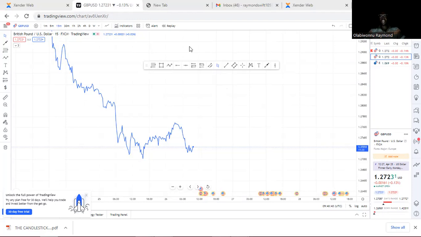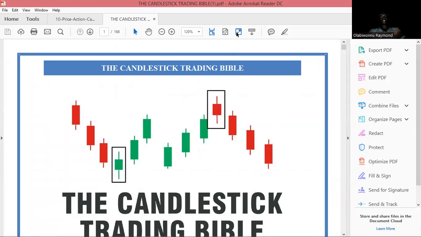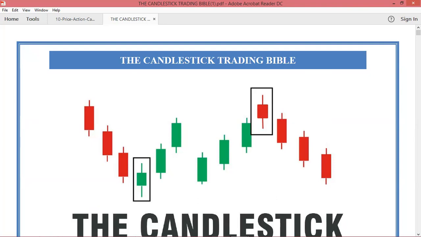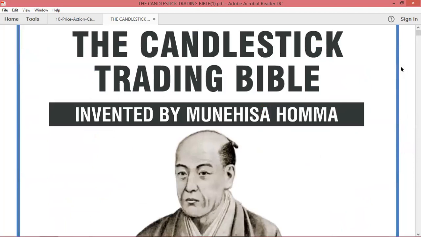I shared the book with you guys. I shared a book with you. Okay, beautiful. I shared a book with you guys concerning this. I shared the Candlestick Trading Bible with you.